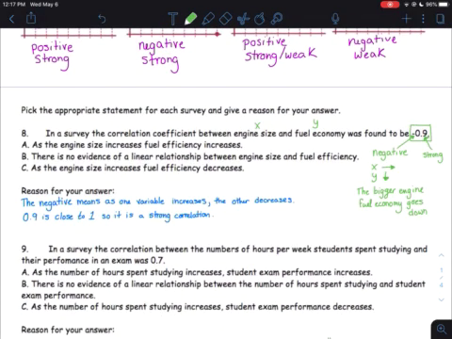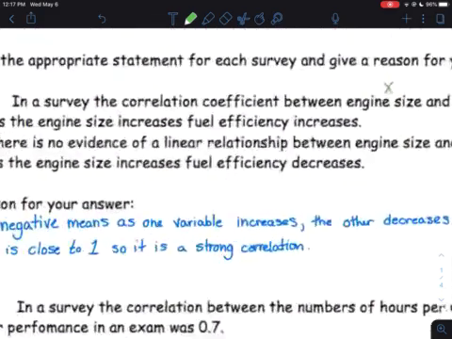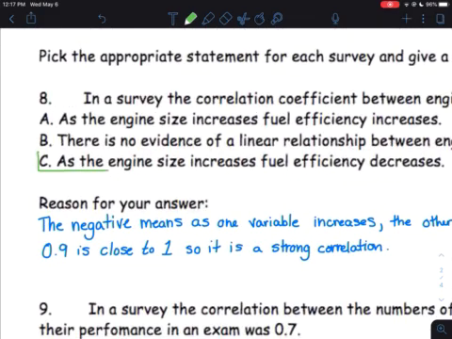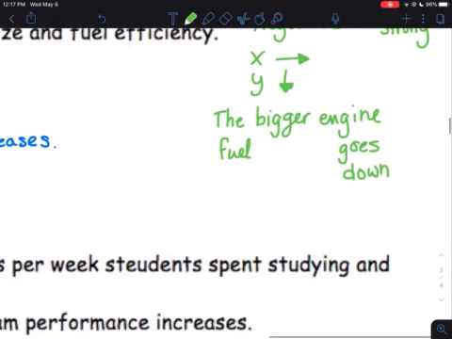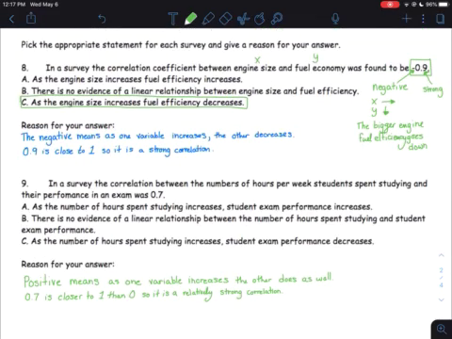Okay, so then I look at A, B, and C, my options, and the one that fits that is C right here. As the engine size increases, fuel efficiency decreases. Did I write economy? Yeah. I meant efficiency, fuel efficiency. There we go. All right. And the reason for the answer, the negative means as one variable increases, the other decreases, and 0.9 is close to 1, so it's a strong correlation.